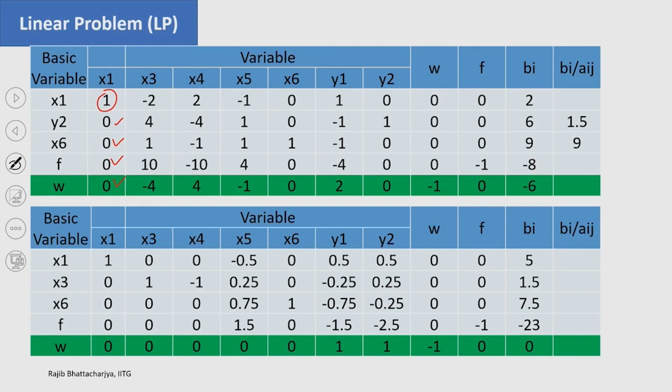Now, y 2 is still there. Now, the next question is, can we improve the solution? Yes, because there is a negative coefficient here, there is a negative coefficient here. So, this is the minimum one. So, that means x 3 will enter into the basis and we will calculate the ratio, and this ratio is 1.5 and this is 9, and so that is the minimum one. So, therefore, this is your pivoting element now. So, if it is the pivoting element, then y 2 will be replaced by x 3.